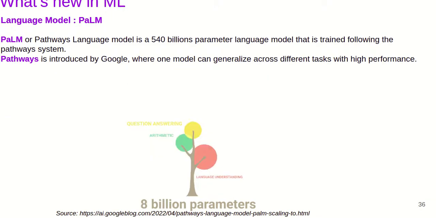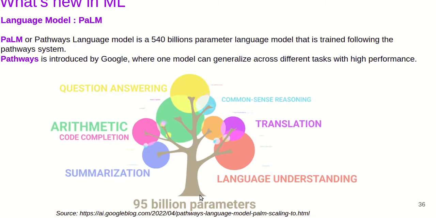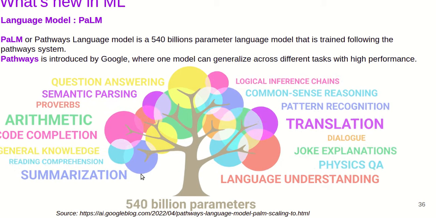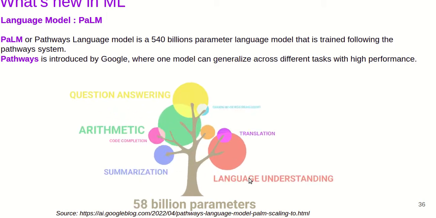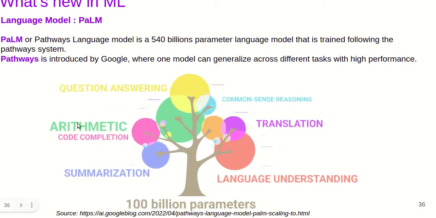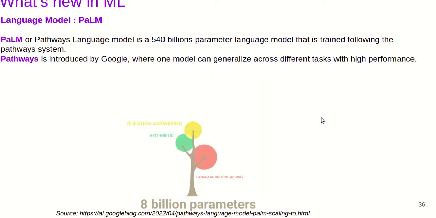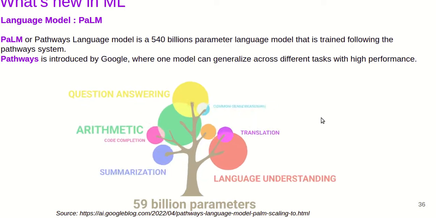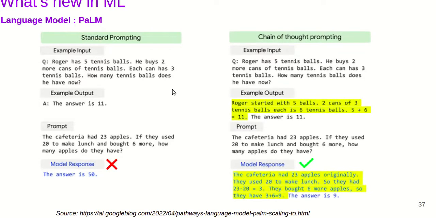So we can see here in this figure from Google, from the source here, that by increasing the number of parameters, we are able to do more and more tasks with the model. So it goes from language understanding, summarization, to arithmetic, code compilation, question answering, etc. Even joke explanation. So this model can explain jokes also. So let's see an example. So here in this example, this model PaLM can answer questions like humans do.